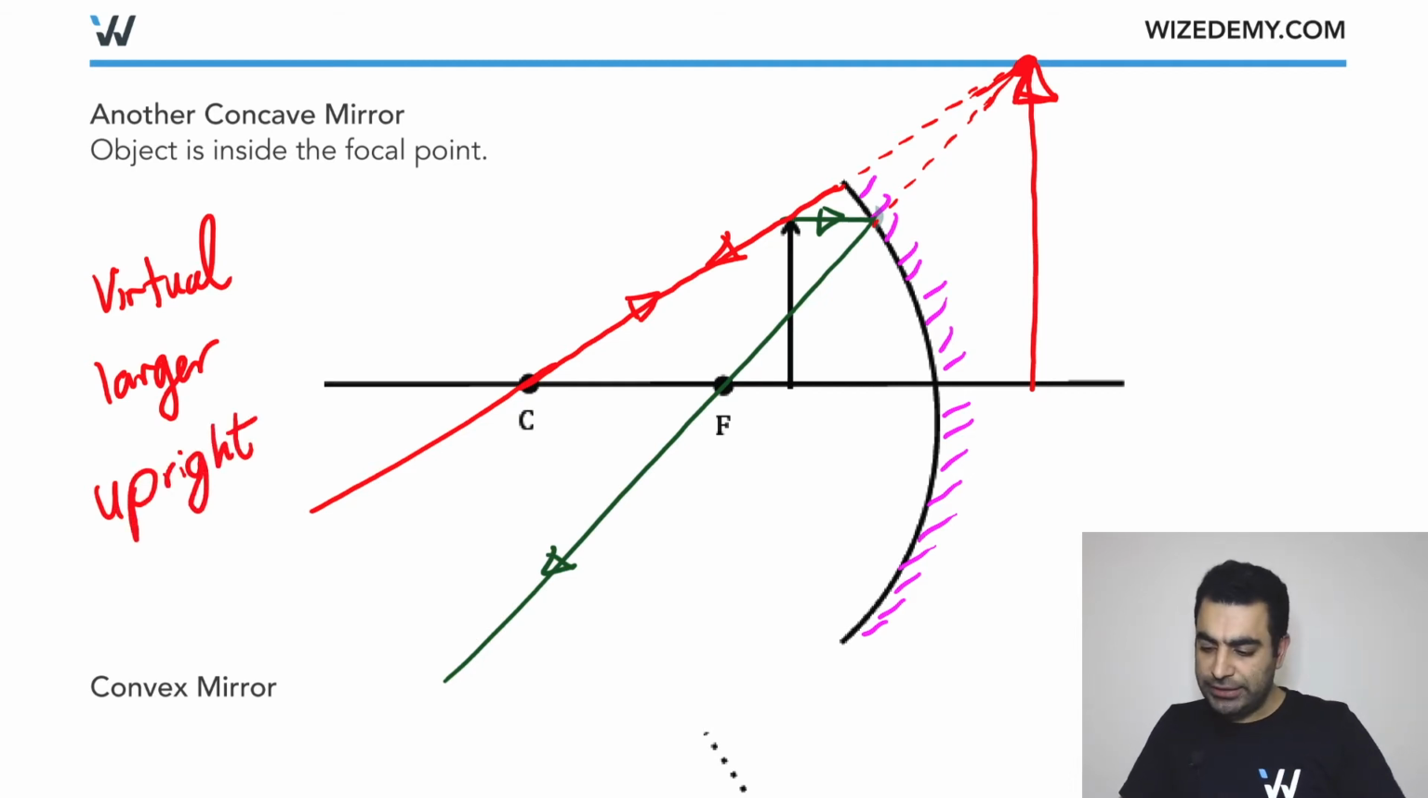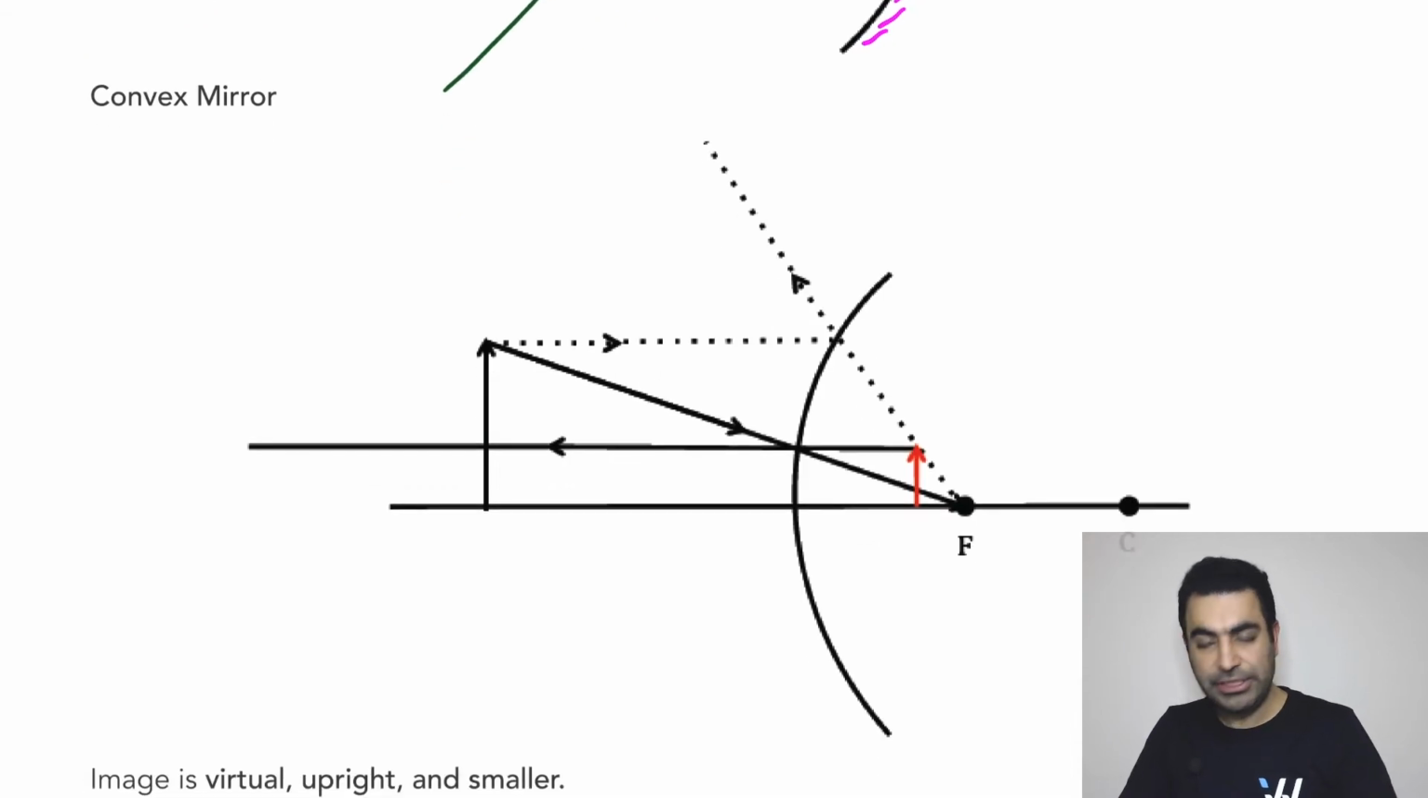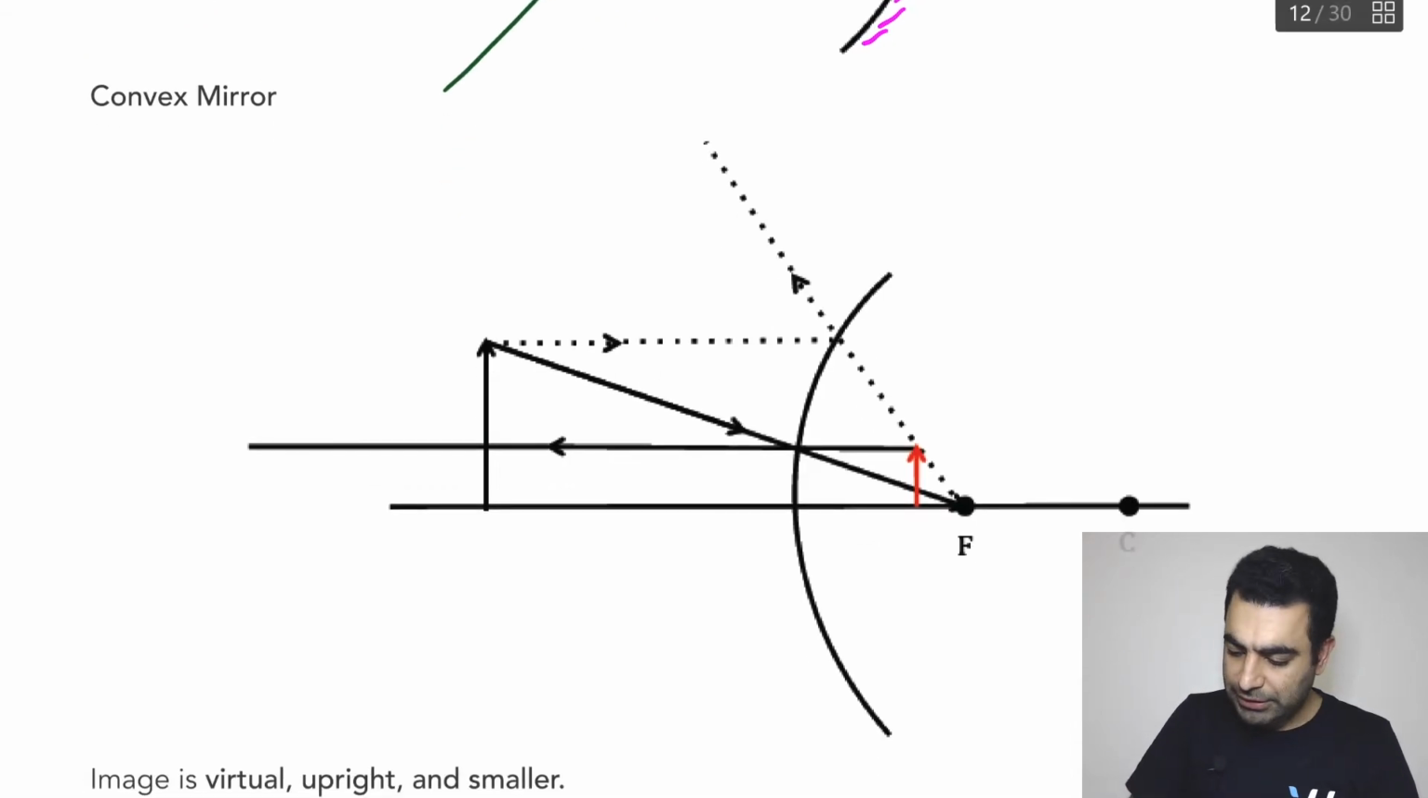Now let's try the same thing, this time with a convex mirror. If I have a convex mirror, it means that now the back of the mirror would be here.